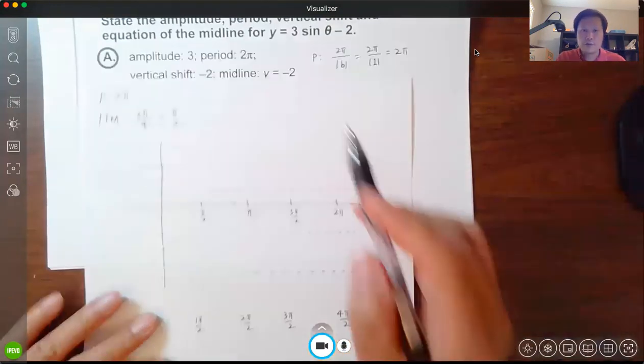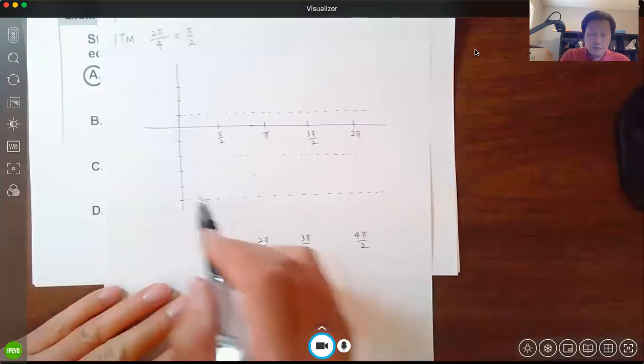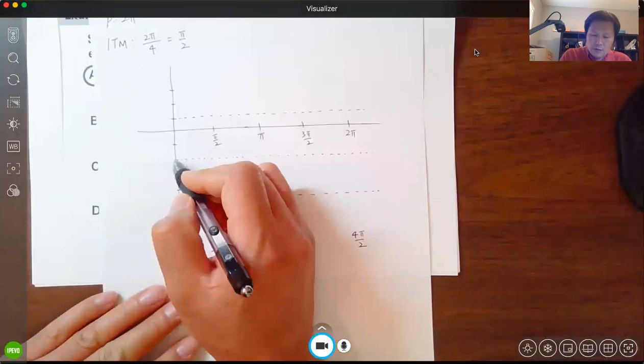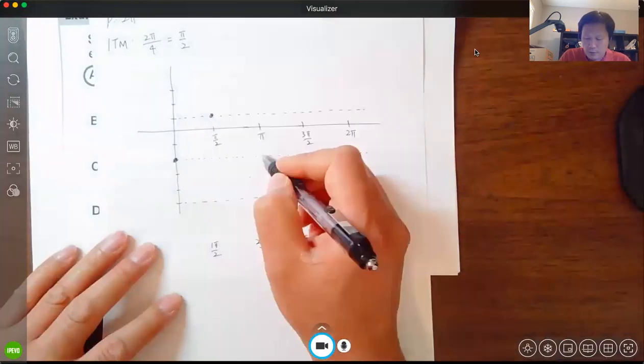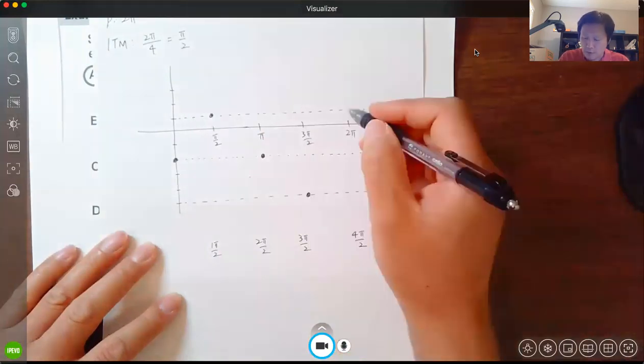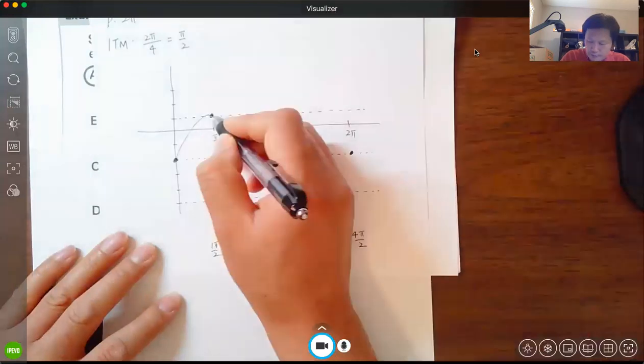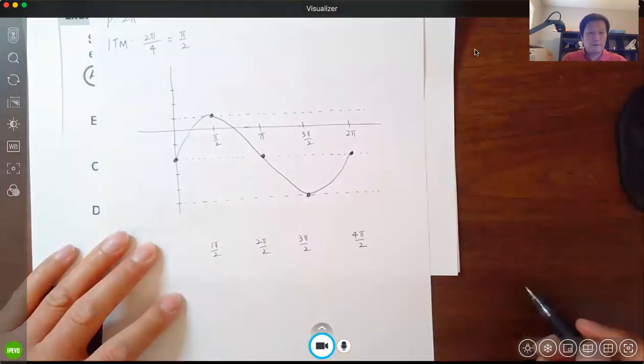Was it sine or cosine? It was a sine graph, meaning you start from the middle, you hit the maximum, you come back to the middle, you hit the minimum, and you come back to the middle. Connect them nicely. That will be your graph.